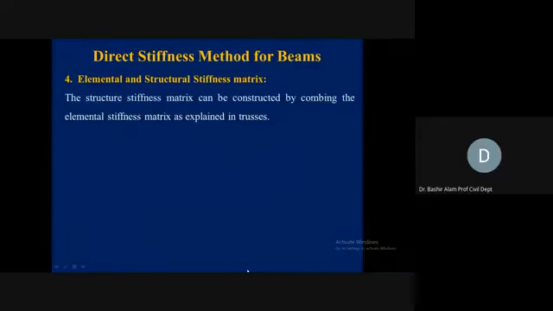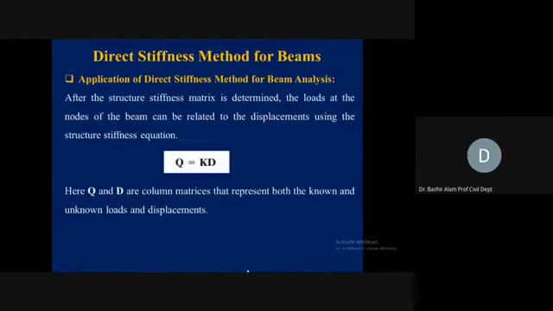Now, element and structural stiffness matrices. The structural stiffness matrix can be constructed by combining the element stiffness matrices as explained in trusses. So it is exactly the same procedure. Now, application of the direct stiffness method for beam analysis. This is the continuation of the topic. Now you can see the equilibrium equation. After the structural stiffness matrix is determined, the loads at the nodes of the members can be related to the displacements using the structural stiffness equation. Q is equal to, this Q is exactly the same as A, if you remember. A is equal to S times D, or you can say Q is equal to K times D.